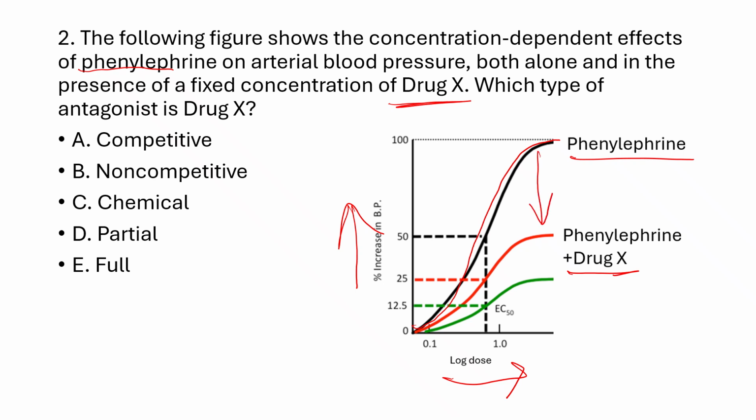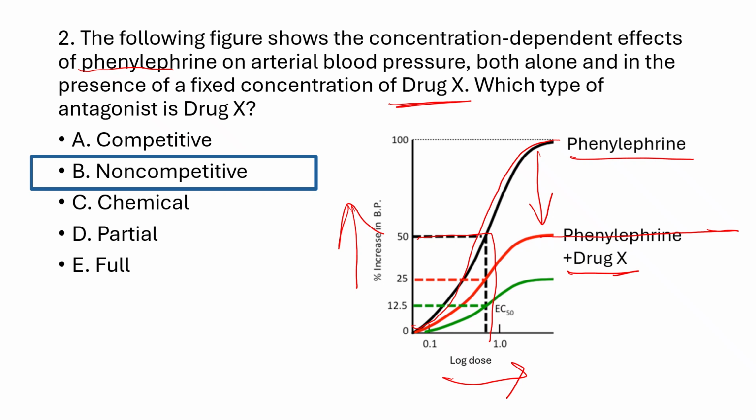The maximum efficacy is decreased, right? Whatever you increase, this is the maximum effect. How about EC50? It does not change, right? So based on these two factors, you can easily figure out what type of antagonism this is. I think you got the correct answer. This is a non-competitive antagonism. It is not competitive, because if it were competitive, you could achieve the maximum efficacy, correct?